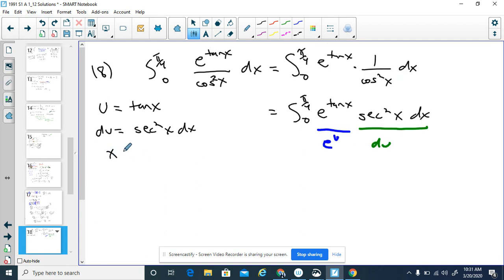So I like to say, hey, when x is pi over 4, u would be the tangent of pi over 4. Tangent of pi over 4. Yes, you have that memorized. It's 1. All right. And when x equals 0, u is equal to tangent of 0. Tangent goes through the origin. That's just 0. So those are much nicer looking limits than what we saw up front.